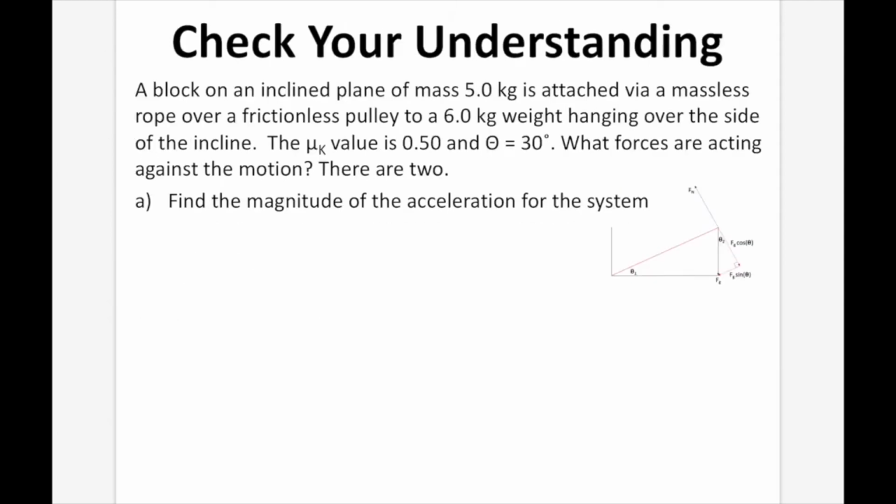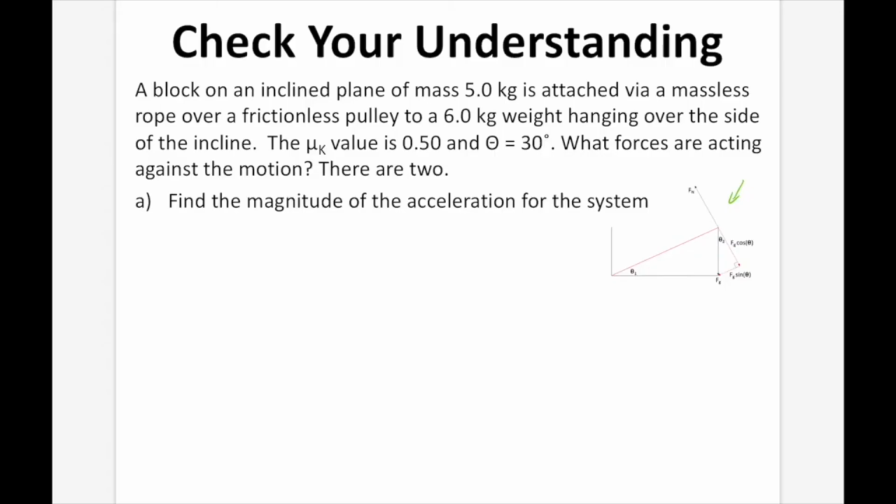Check your understanding. A block on an inclined plane of mass 5 kilograms is attached via a massless rope over a frictionless pulley to a 6 kilogram weight hanging over the side of the incline, and you can see that right here. The mu k value is 0.5 and theta is 30 degrees. What forces are acting against the motion? There are two. Once you've found that out, I want you to find the magnitude of the acceleration of the system.